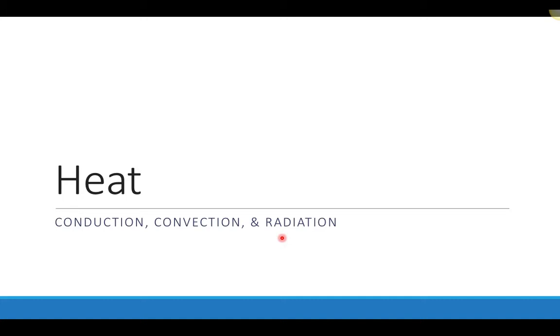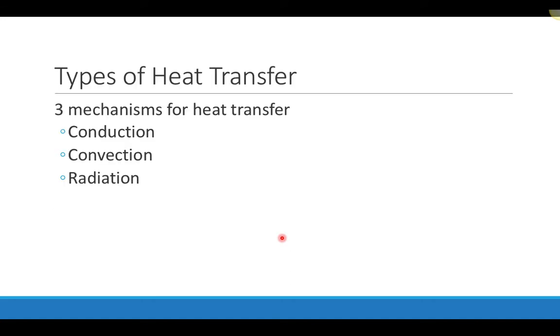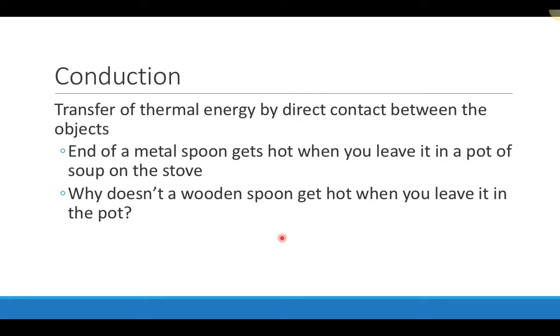In this presentation, we'll continue to talk about the transfer of energy via heat. It turns out that there are three mechanisms for heat transfer: conduction, convection, and radiation. We'll start with the first one, which is conduction. In conduction, the transfer of thermal energy is by direct contact between two objects that are at different temperatures. This is probably the one that we're most familiar with.